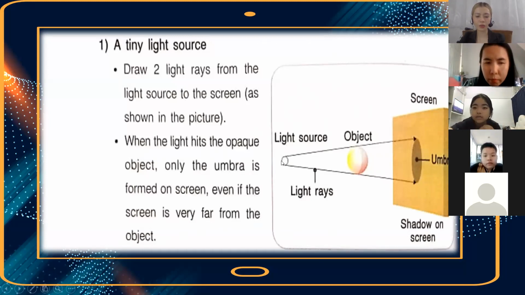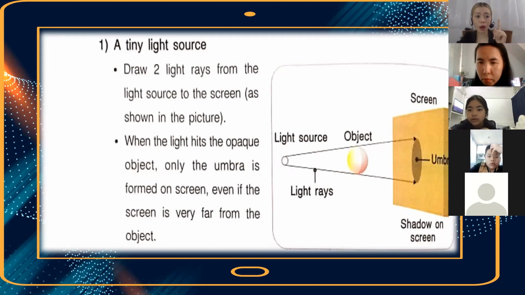Small is the light source. Look at the light source. The light source is very tiny. It is smaller than the object. If that is the case, class, look at the screen. How many shadows can you see?